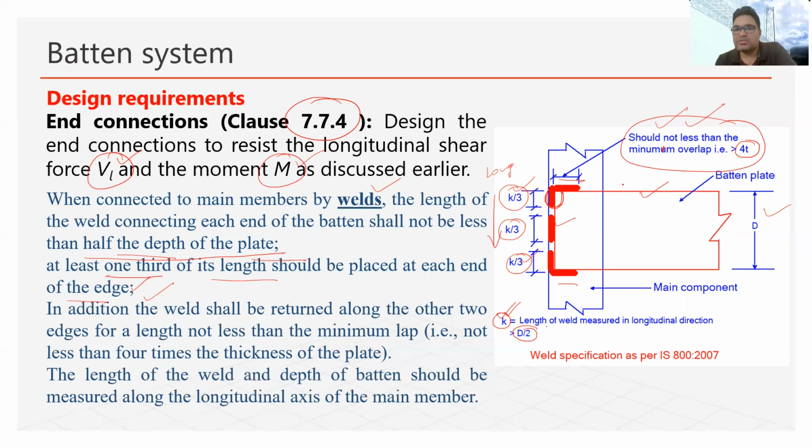So this axis is longitudinal, so we are measuring the length of weld in this direction only. This is what the IS code has suggested. So that is the specification for the welding as per the IS code.